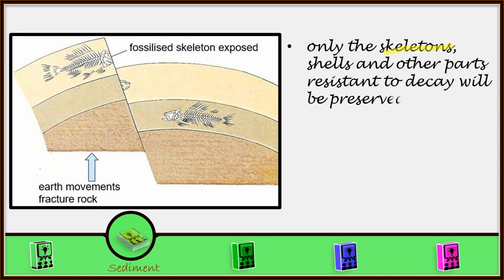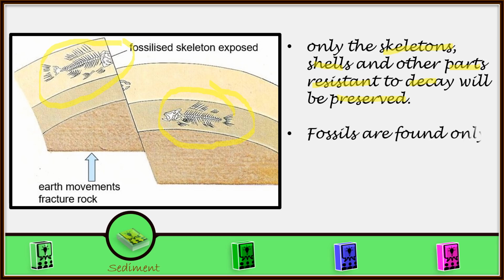Only the skeletons, shells, and other parts resistant to decay will be preserved. So you will see that the only parts that are preserved are those parts that are resistant to decay, like the skeletons, the shells, and the other parts which are resistant to decay. Those are the ones that are going to be preserved.